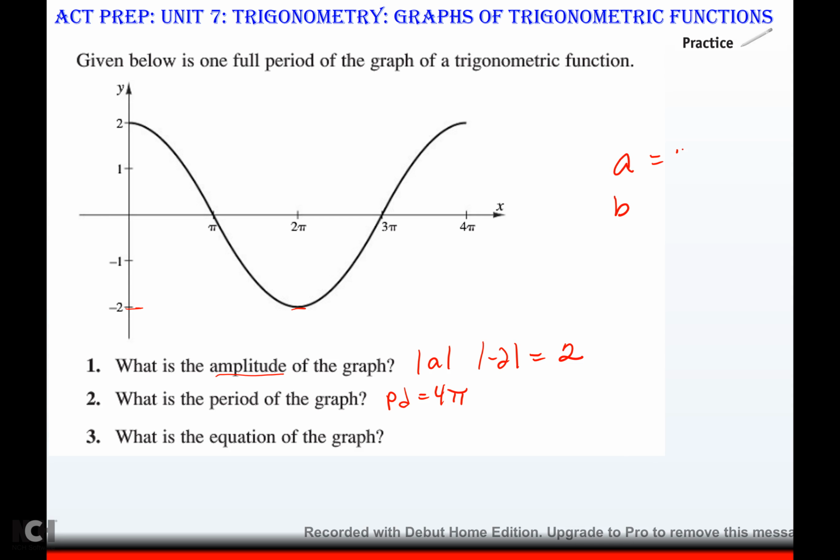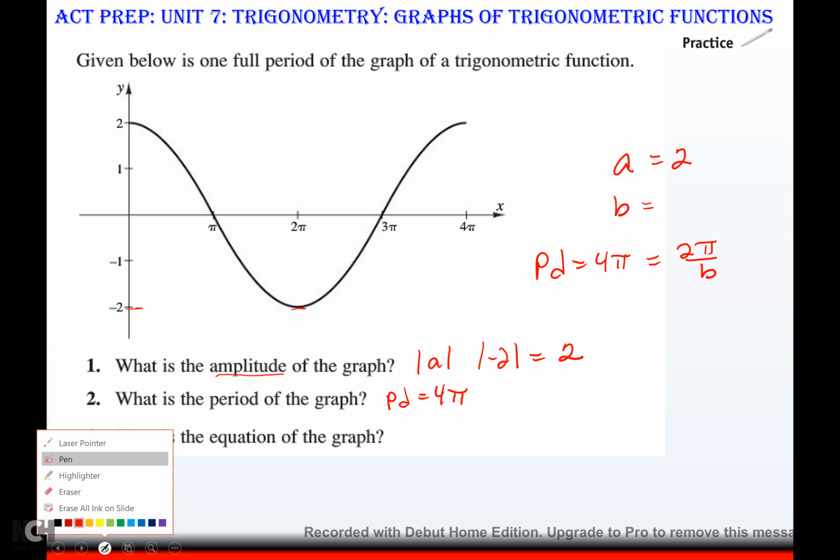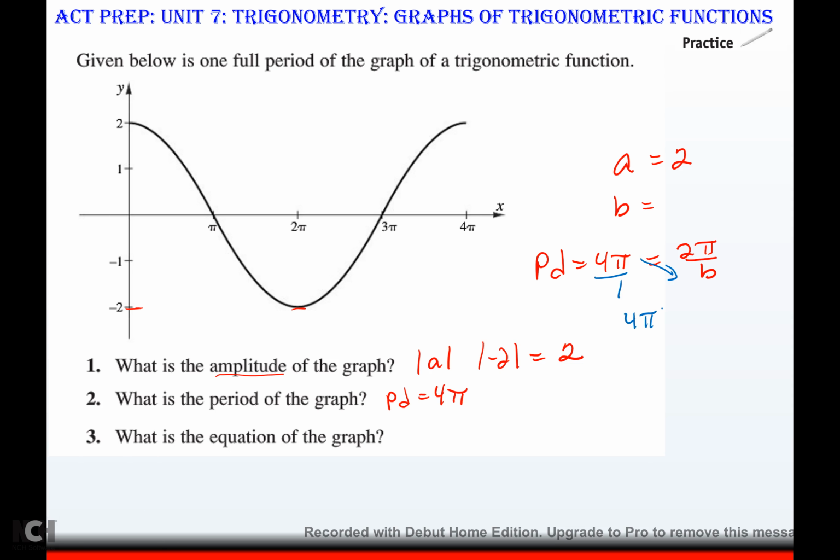Well, I know A is 2. To get B, you just said that the period was 4 pi. Well, we know that the equation for period for cosine is 2 pi over b. So, if I solve this proportion here, I have 4 pi times b equals 2 pi. I'm trying to get b alone, so divide by 4 pi, and I get b equals 1/2.